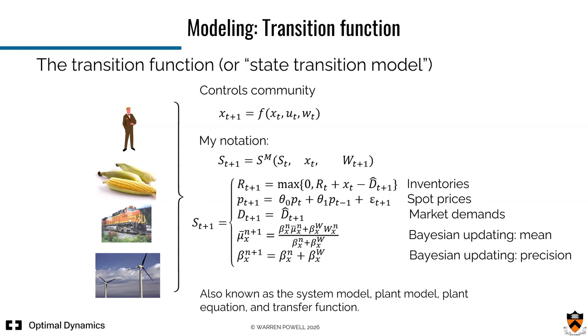Now, the transition function, if you go poke around the literature, especially the controls community, they use all kinds of names for this. System model, and the plant equation. By plant, they mean a power plant or a production plant. Some people even call it the transfer function. I think I came up with 8 or 9 different words in the literature for the transition function. I use transition function or sometimes the state transition model. And it basically gets you from the state at time t to the state at time t plus 1.